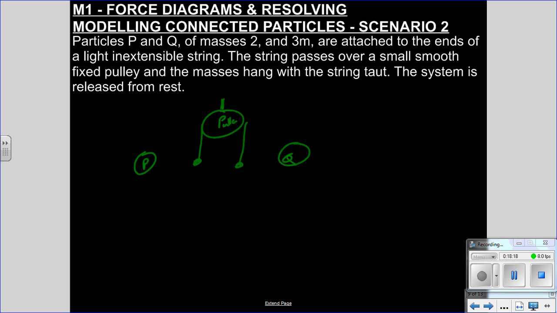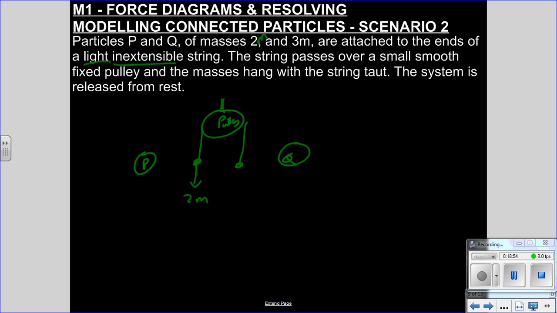I could write pulley. And it's smooth, that's interesting, so it's frictionless, so you don't have to worry about the string slowing down at certain points. The fact that it's a light string means it's zero mass, and inextensible means acceleration is going to be uniform throughout, okay? And the masses are hanging with the string taut. The system is released from rest. So P has mass 2m.